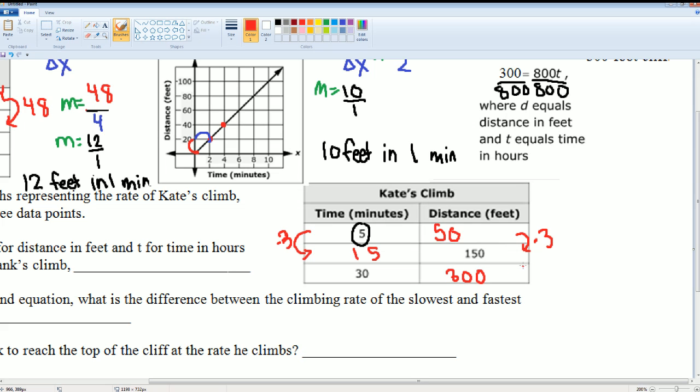This makes sense. Okay? Because here, do you see how it's going up by 3? Multiplying by 3. From here to here, you're multiplying by 3. So that's how we get Katie's climb.